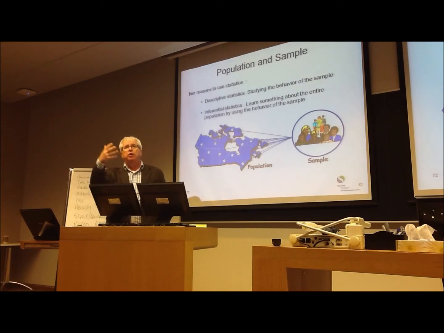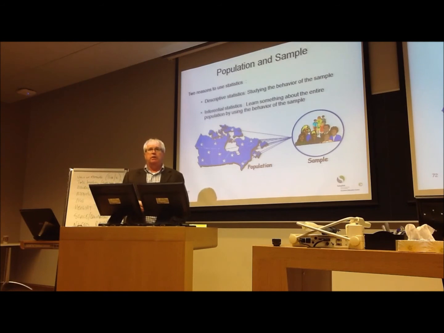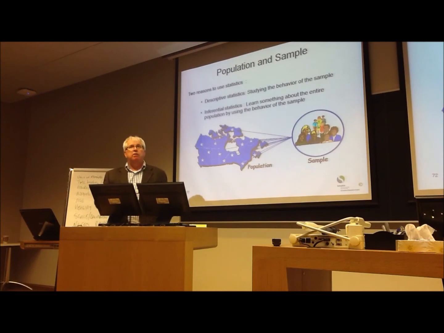So we're inferring what we see in the sample back on the population, knowing that during that inference, what we see is not necessarily exactly what the population is doing. It's an estimate of what we think the population is doing. And around that estimate will always be some form of error. And I need to understand what that error may be.